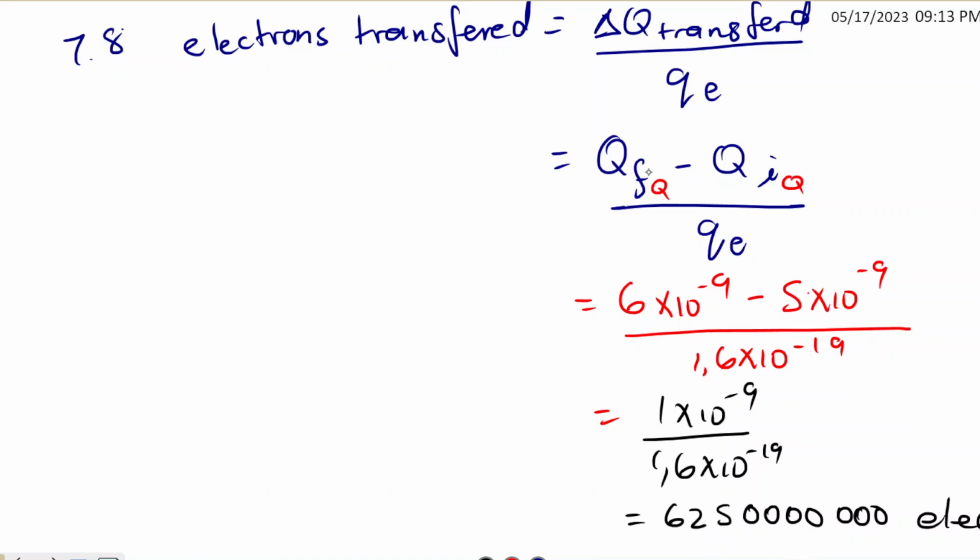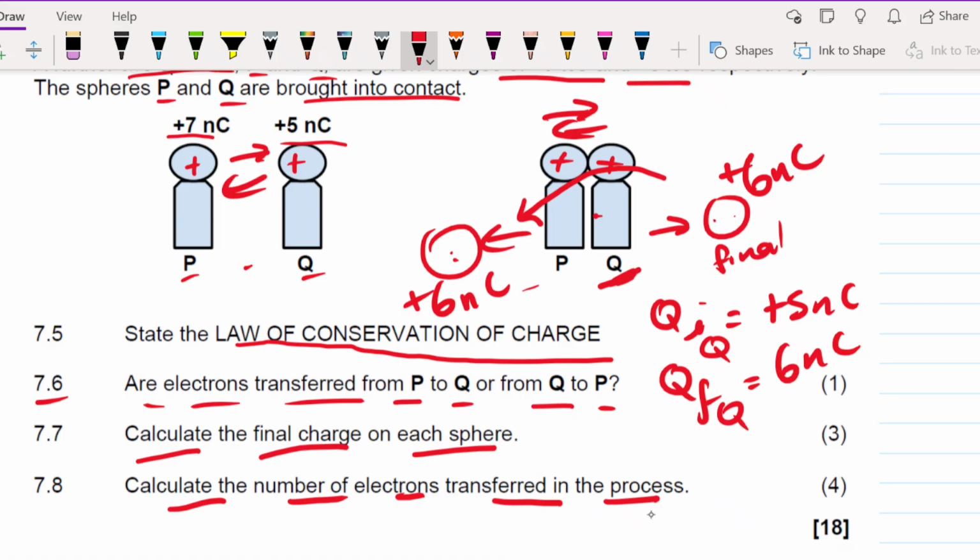So you just need to find, from the charge which transfers electrons, in this case charge Q. You don't focus on charge P, you focus on charge Q, because previously we said electrons are going to move from Q to P. So find the amount of final charge, subtract the amount of initial charge. Finally it's 6 nano, initially it was 5 nano. Then divide by the quantization of charge. That's how you calculate the number of transferred electrons. So that was the end of question 7. Now we're moving to the last question, which is question 8.